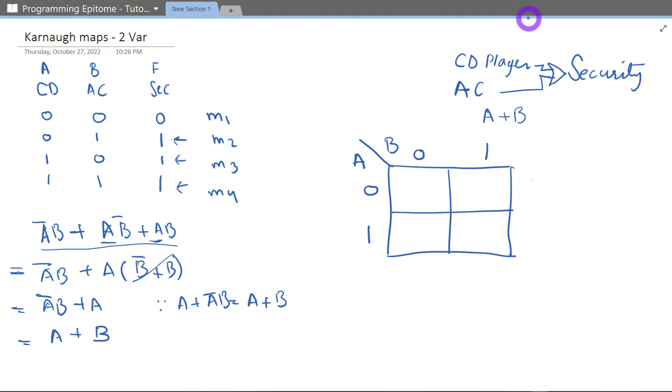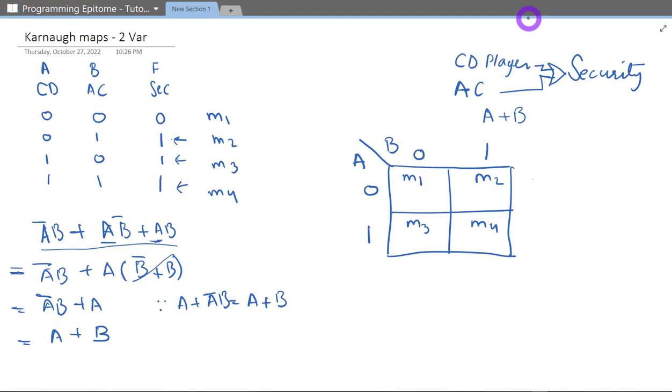Okay, so M1 is basically what you will write here. And then M2 is 0, 1. So 0 for A and 1 for B. So M2. And then M3 will be 1, 0. M3 is 1, 0. So 1 for A and 0 for B. This is where M3 goes. And similarly 1, 1, that is the place of M4. Right? And basically we will write the output here.